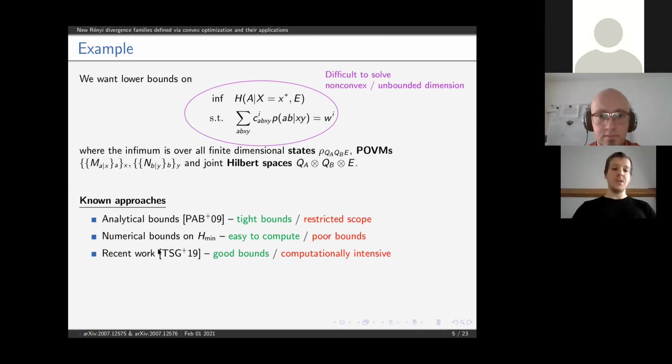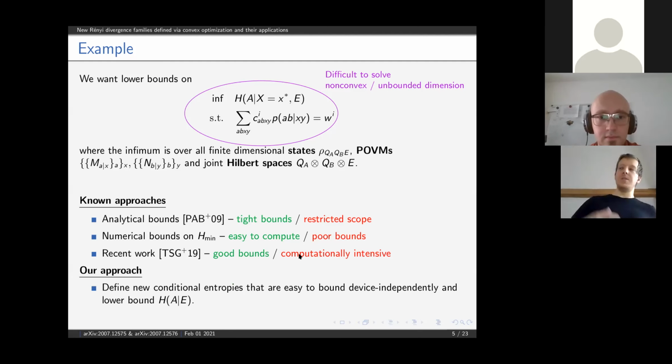Just a couple of years ago, there was a recent work where the authors looked at deriving some non-commutative polynomial optimization problem whose objective would always be a lower bound on this optimization problem here. And in the paper, they did some numerics and it led to quite good bounds. However, their method is quite computationally intensive. So in this work, what we want to try and do is get the best of both worlds. We want to have something that's both easy to compute and leads to relatively good bounds.